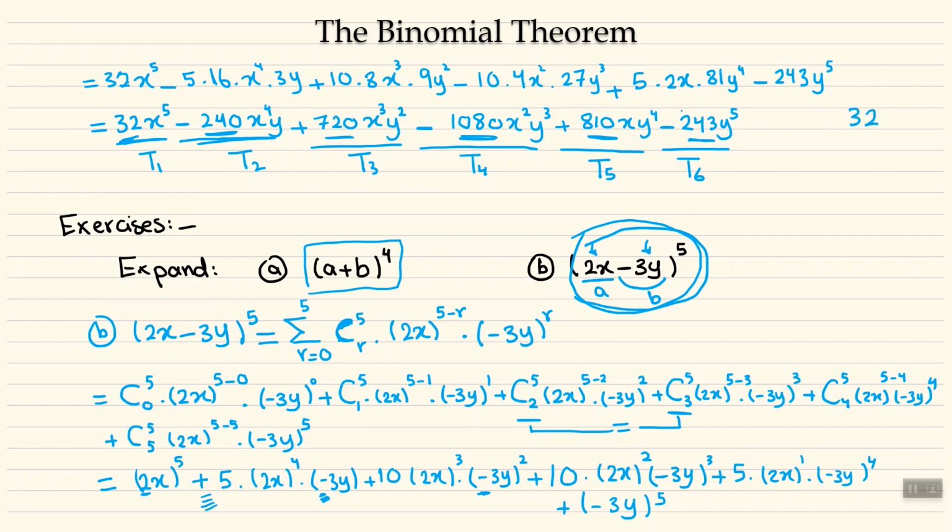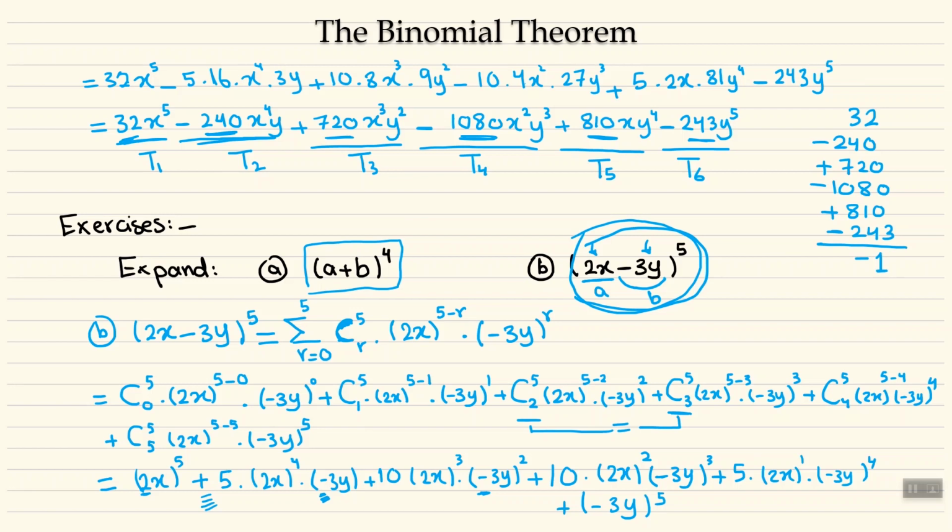There is minus 240. There is positive 720. There is minus 1080. There is positive 810. There is negative 243. Please put these with their signs into the calculator. Just add them with their signs. How much will the answer be? You will notice that the answer is going to be equal to -1.